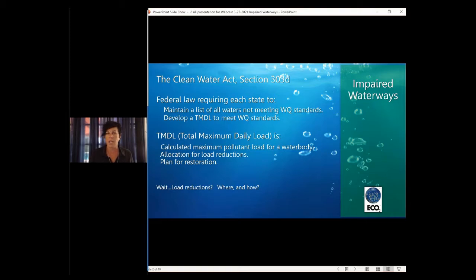So if you're a water quality manager or in charge of a waterway, and a lot of these words are making sense, TMDL, you've got a 303D listed waterway, and now you're going to make a TMDL. A lot of this may make sense until you see allocate load reductions, and you're thinking, how do I do that? Where do I do that? We're going to take a little bit of a dive into that.